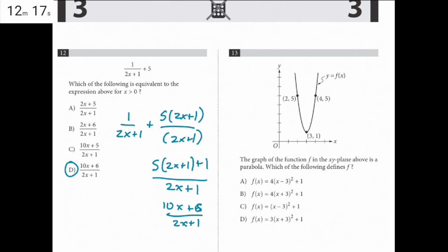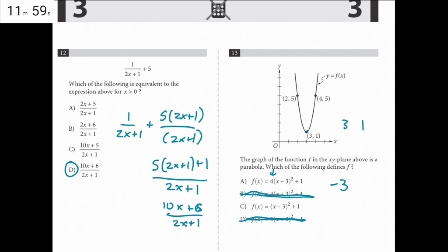Look, basically we're looking for the vertex. So the vertex is right here, which is 3, 1. So it's going to be minus 3 on the inside. So this isn't the right answer. Basically we're just trying to see if it's scaled by 4 or if it's not.